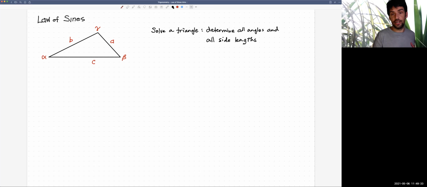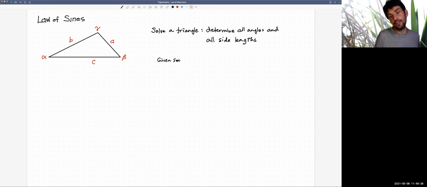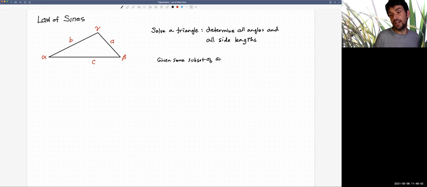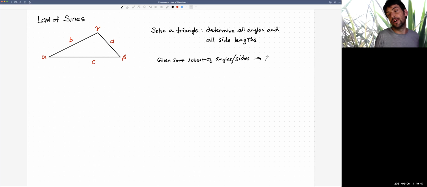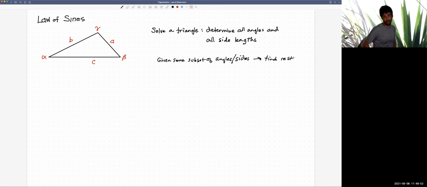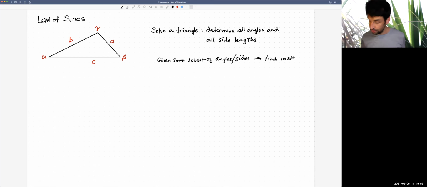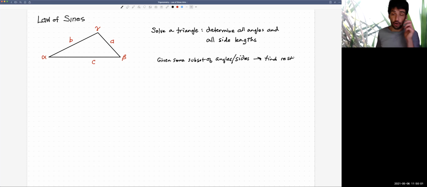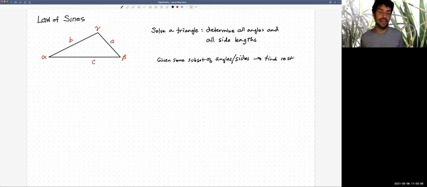So when we solve a triangle, we will be given some subset of the angles and sides, and we need to find the rest. Right, so there's 6 of them. There's 6 pieces of information we want. We'll be given some of them, a subset, and then we'll want to find the rest. So there are only a few situations where we can actually make this happen, right?